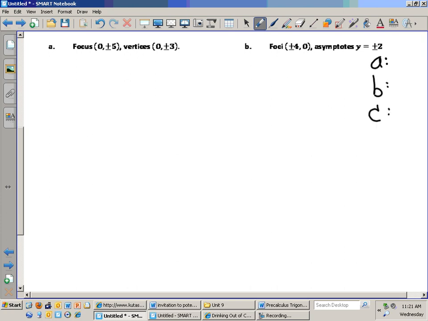Can you tell me if this could be an x squared or a y squared? x squared, because your foci sit on the x-axis, it's going to be an x squared. So I have x squared over whatever a squared is, minus y squared over whatever b squared is, equals 1. So we've got to figure out a and b. What value do you know so far? c is 4.